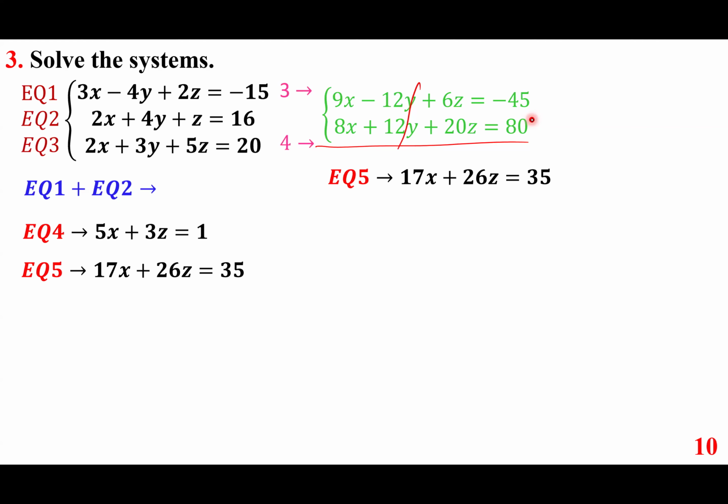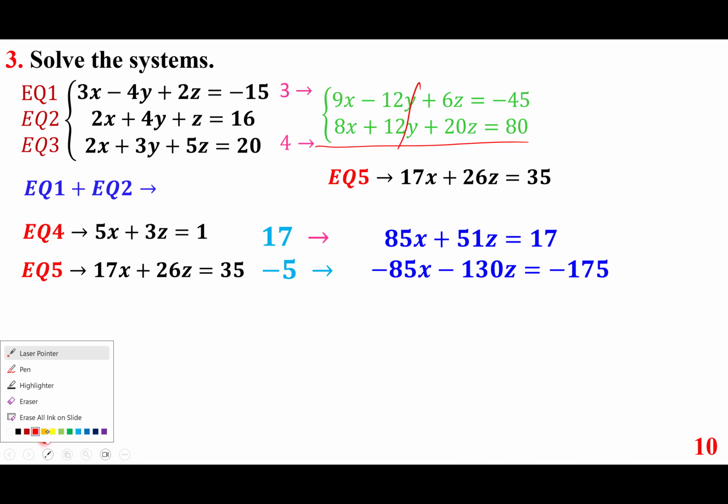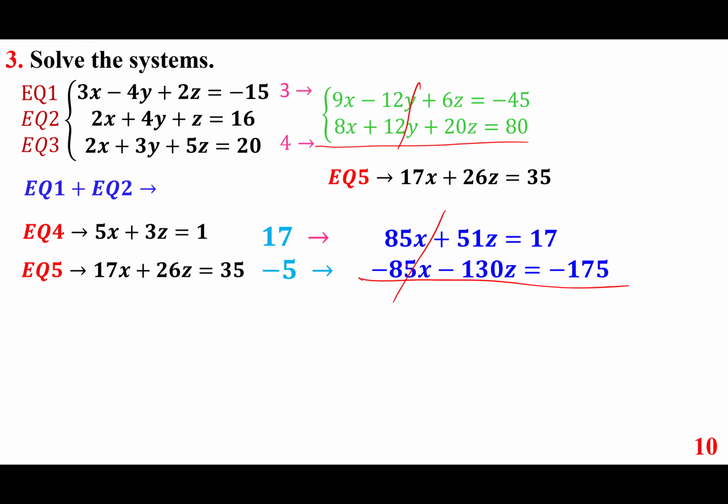And let's get rid of one of the variables. It doesn't matter which one you want to get rid of. So if you want to get rid of x, you can multiply this one by 17, this one by negative 5. If you want to get rid of the z, this one by 26, this one by 3, one of them negative, okay? So let's get rid of the x, 17 and negative 5. So if you multiply 17 times 5, 85x, times 3, 51z, times 1 is 17, minus 5, minus 85x, minus 5 times 26, minus 130z, and this is minus 175. When we add them up, the two cancel out. We get minus 79z equals negative 158.